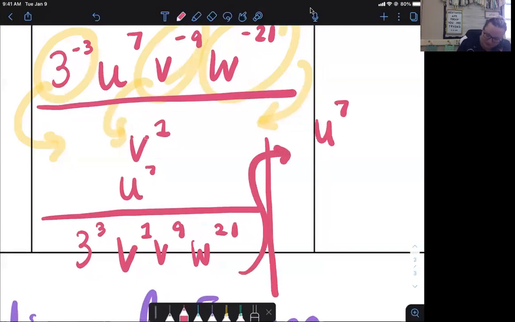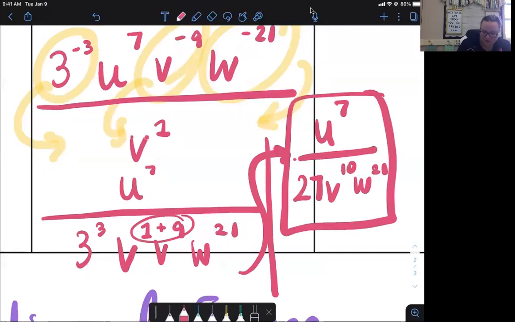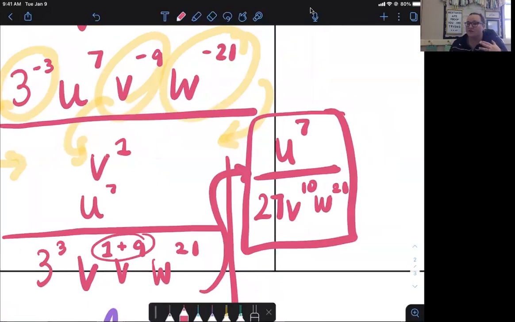U to the 7th over 3 cubed, 3 times 3 is 9 times 3 is 27. V to the 1st times V to the 9th, we add these exponents, so it would be V to the 10th and then W to the 21st. So U to the 7th all over 27, V to the 10th, W to the 21st. Hopefully our answers ended up matching. And if you did your steps differently, like if you did some other properties before, like the ones I did, you switched up your steps, that's perfectly fine.